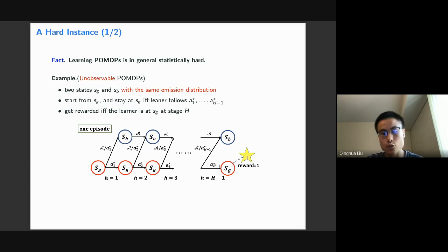So in this problem, in order to receive reward 1, the learner has to take the special action correctly at each step h. And if she takes one wrong action, she will transition to the bad state and receive nothing. So the optimal policy is to take each special action one by one. However, in order to identify this special action sequence, we basically need to try all the possibilities. So in the worst case, we need exponentially many samples to identify this special action sequence, in other words, to identify the optimal policy.